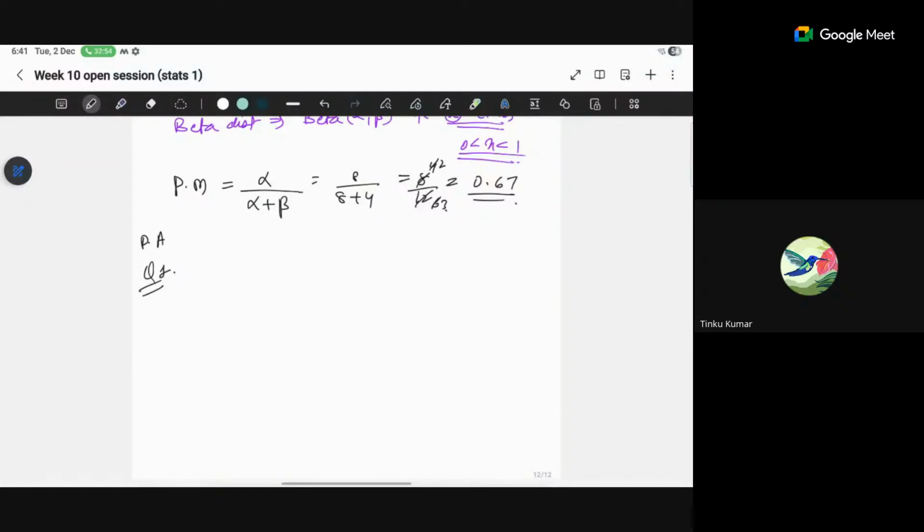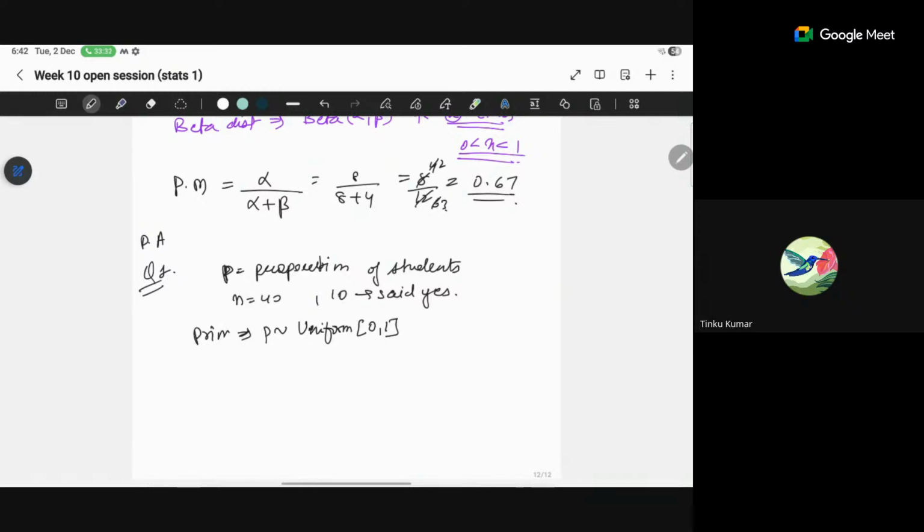Now, we have been given P as the proportion of students who have approved the online proctored exam. There were 40 students. We took a sample of 40 students, and from that 10 people said yes. We also know that this P is unknown to us. The prior knowledge is that P follows a uniform distribution with parameters 0, 1. So these are all the things given in the question. Now we need to find out the posterior distribution.